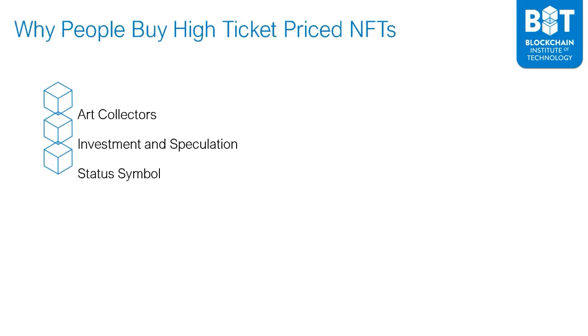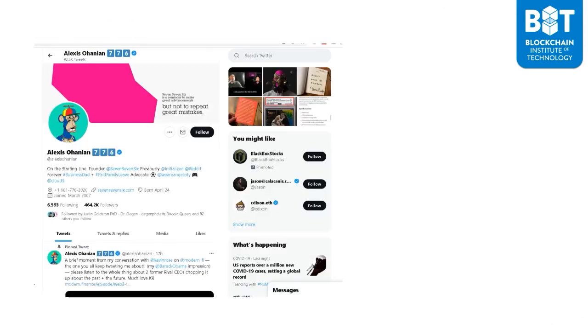The next one I want to talk about is the concept of status symbol. This is one of the key areas where NFTs in the high ticket price is actually commanding the most attention. And I want you to be aware of this because status symbol is one of the key areas where NFTs kick in. So I spoke to you about Alexis Ohanian, who happens to be the co-founder of Reddit. One thing I want you to notice is that his profile picture on Twitter is actually an NFT. That's a Bored Ape Yacht Club. That specific type of NFT is very popular among celebrities.